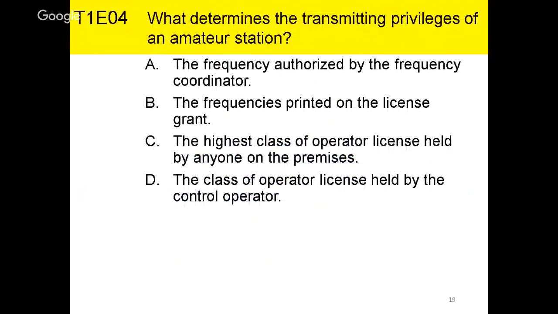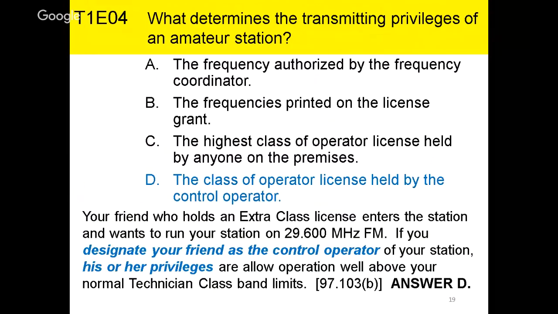Okay. What determines the transmitting privileges of an amateur station? This is a no-brainer, really. The class of operator license held by the control operator. Again, your friend holds an Extra class license, enters the station, wants to run your station on 29.6 megahertz FM. If you designate your friend as control operator of your station, his or her privileges allow operations well above your normal Tech class band limits.